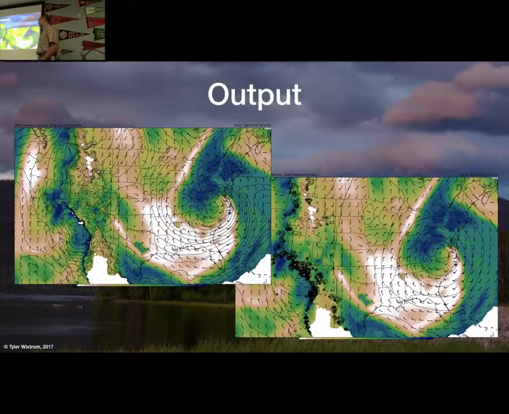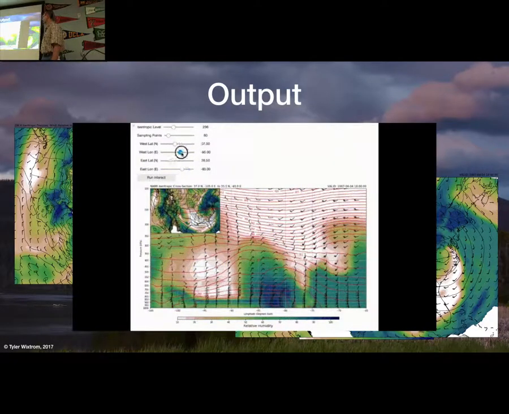So here's an example of the output. This is a map of a 296 Kelvin surface with pressure, wind, and relative humidity plotted. Over here, it's the same surface, but we've now contoured Montgomery stream function instead. And then the other thing that you can do is an isentropic cross-section.